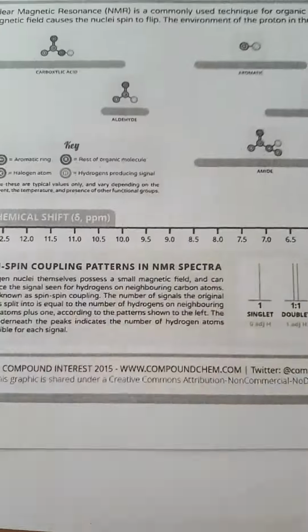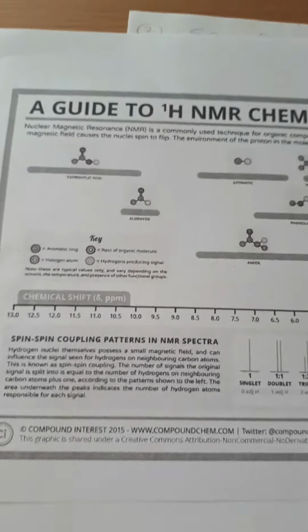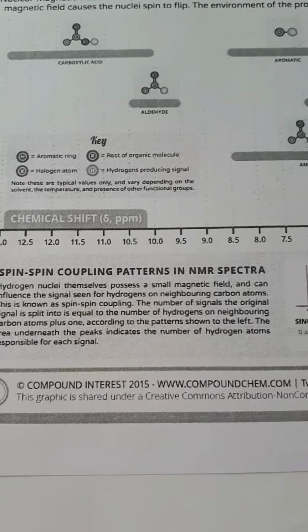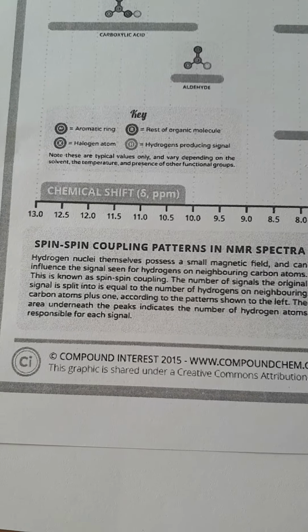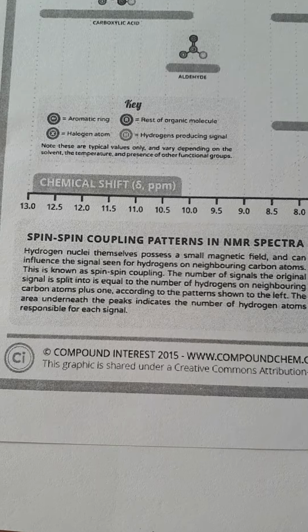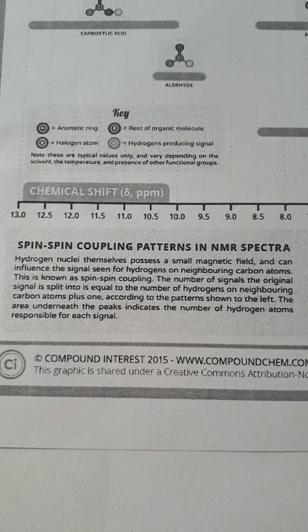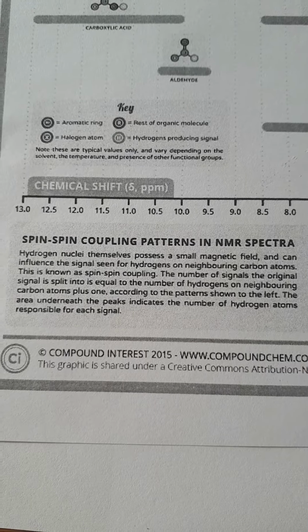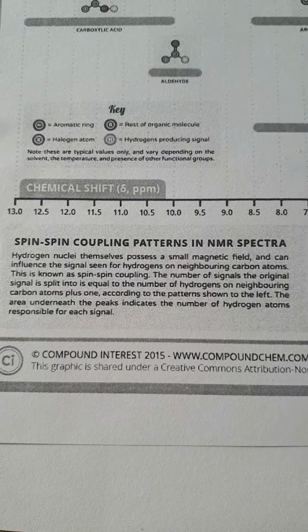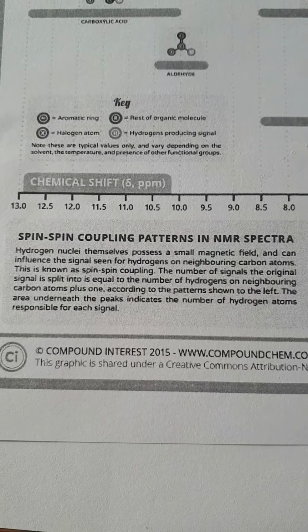After chemical shift, the next thing we have to look at is spin-spin coupling. Now this is a big fancy term for essentially splitting of peaks, and this is what we can see in our unknown spectra. If you look at your NMR visual guide that's up on Blackboard, let's just go through this. Hydrogen nuclei themselves possess a small magnetic field. We know that from the proton, and it can influence the signal seen for hydrogens on neighbouring carbon atoms. So what's next to them, or next door to them, as I always say, can influence it.